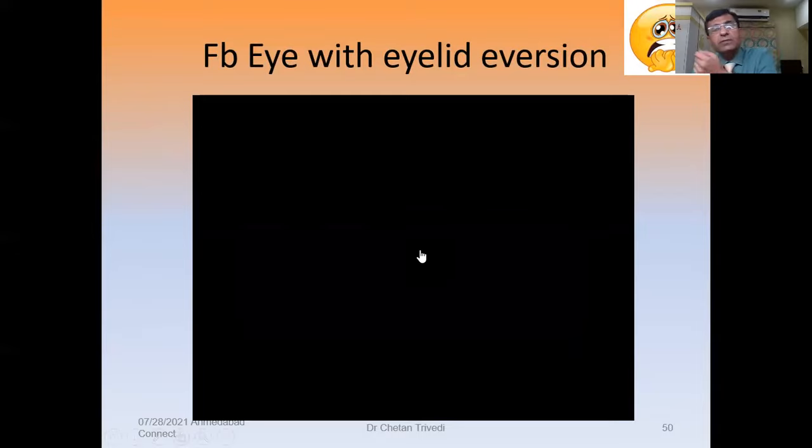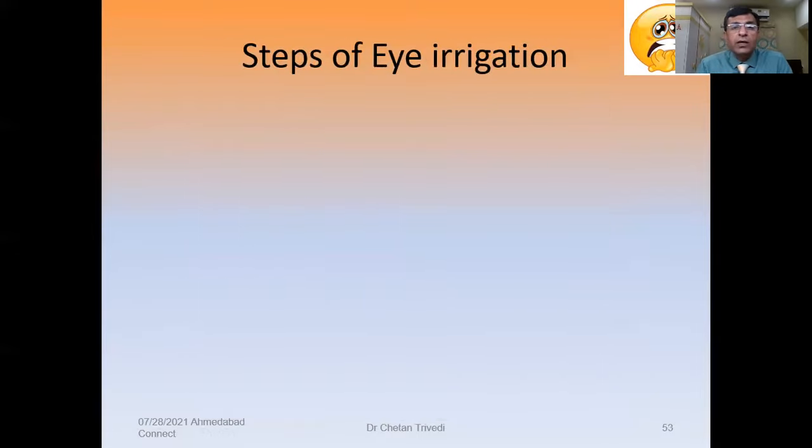So this is a very simple procedure, but we have to be skilled at it and that can be helpful. Now, once you have a history of chemical exposure, you need to go for eye irrigation. Yes, parents will just do the splashing, but that will not clean things very well. So for eye irrigation, what is the solution to be used? You can use RL or normal saline. How long should it be done?